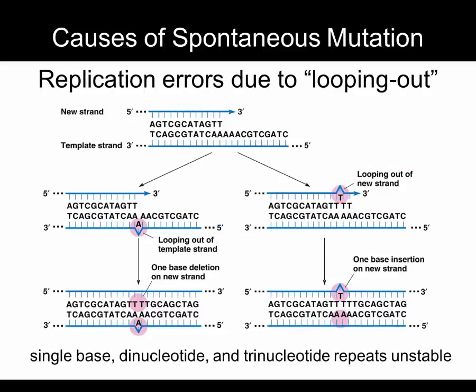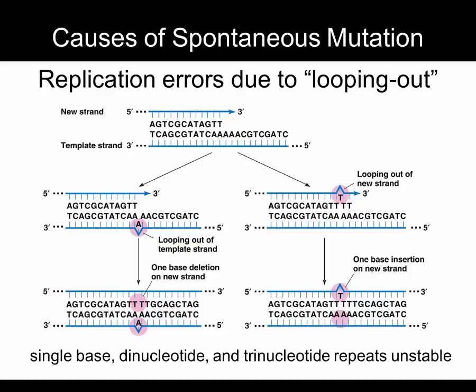Another type of error that can happen during replication is looping out, or slippage. Say you have the same base repeating, like all of these A's here. As the polymerase moves, the strands could slip and a base could loop out. If a base on the template strand is looped out, the new strand will have 1 less base than it should, a deletion. But if the new strand slips, it will have an extra copy of the base, an insertion. Once again, these won't be stable until the next round of replication.